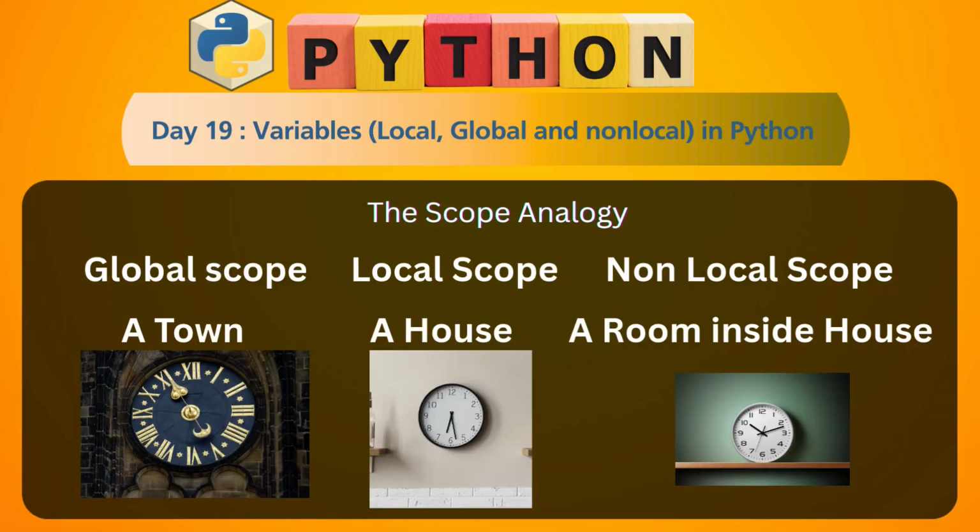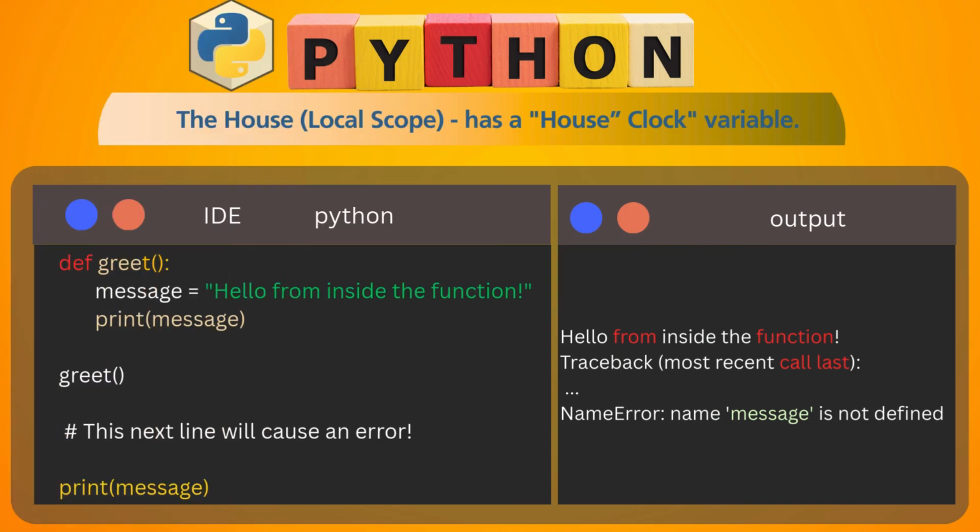We'll take the clock as an example. A clock in a town is a global scope. A clock in a house is a local scope. A clock in a room inside the house is a non-local scope. When we do the examples, we will come to know what is global, what is local, and what is non-local. Now, we'll see the first example.